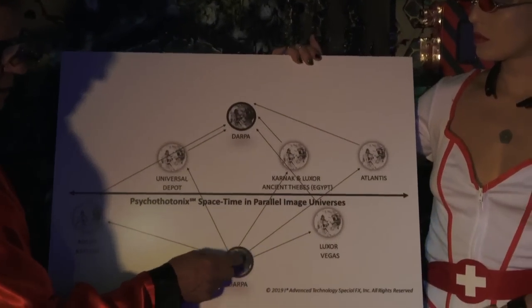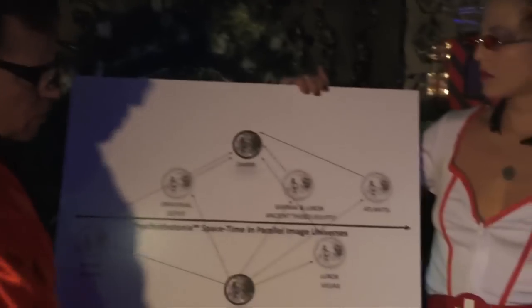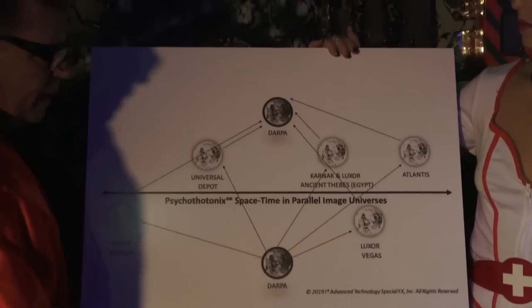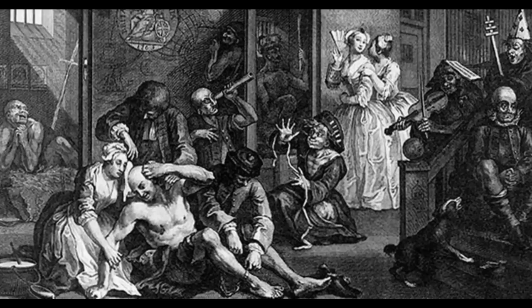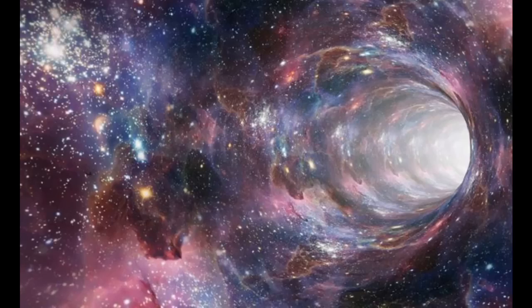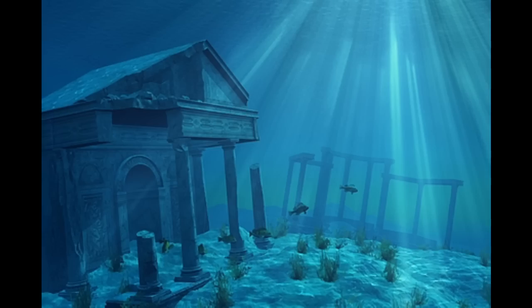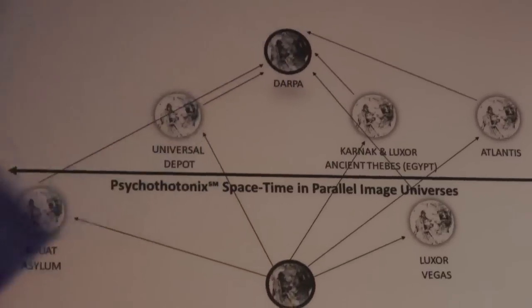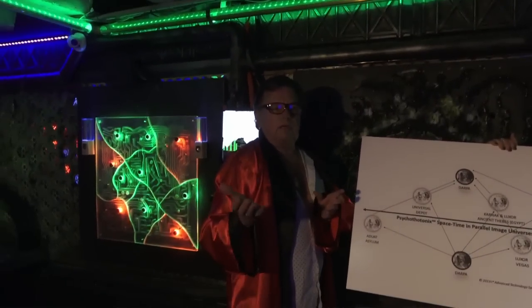For example, in Tetrastatum, which uses all of my Psychothotonix methodology, we can see that in this case a human, Dr. Smith, went to various places. He went to the Luxor in Vegas, he went to Adwat, which is an insane asylum, then he transferred to the Universal Depot, he also went to Egypt, he went to Atlantis, and then eventually, in the end, he came back to DARPA with me, and then we were both on a court case where we had to be on trial for tampering with reality.